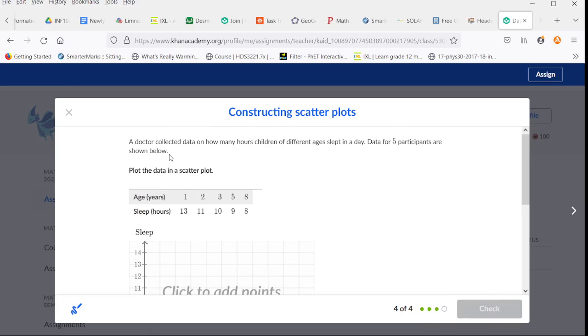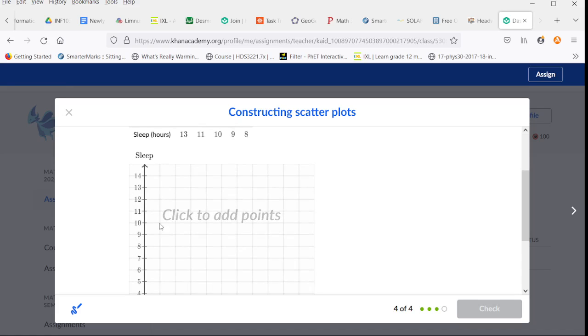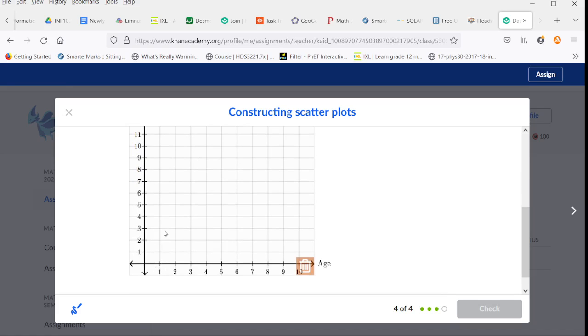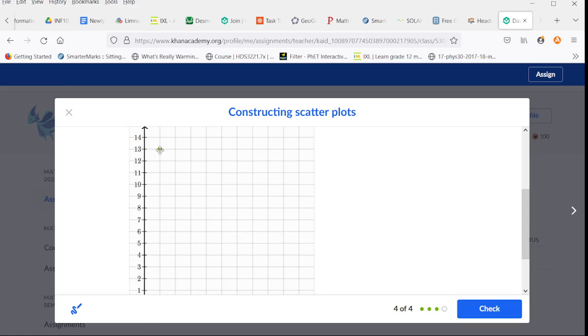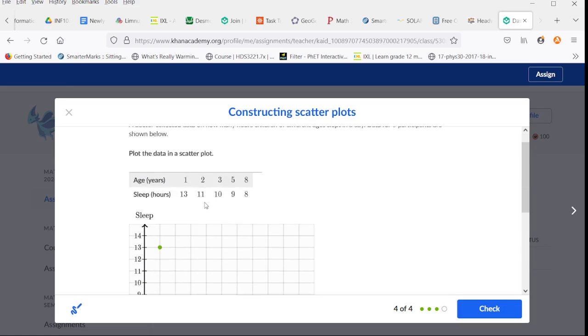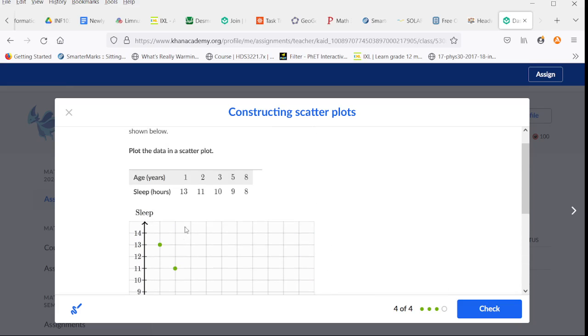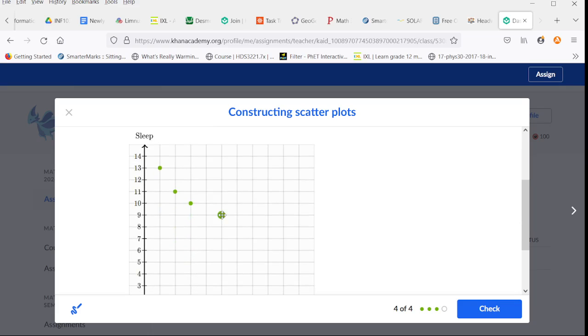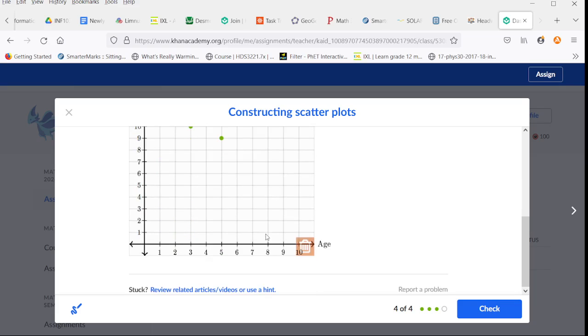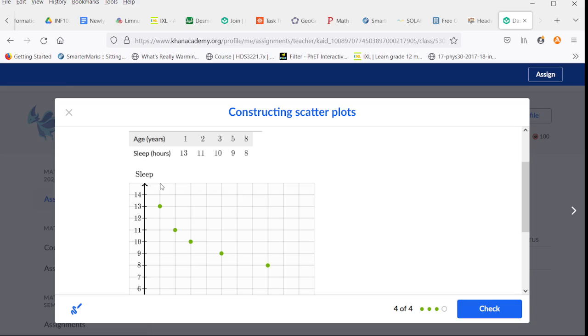Now, finally, how many hours are slept in a day on average? So a 1-year-old sleeps for an average of 13 hours. A 2-year-old for 11, which we have to scroll up and down because with this resolution it doesn't always appear. 3-year-old with 10, 5-year-old at 9 hours, and an 8-year-old with 8 hours. Thankfully, each of these is 1 hour, so we could always count to figure that out.